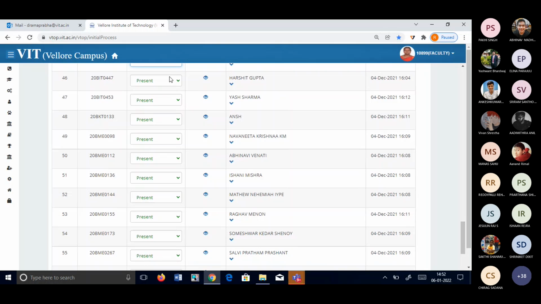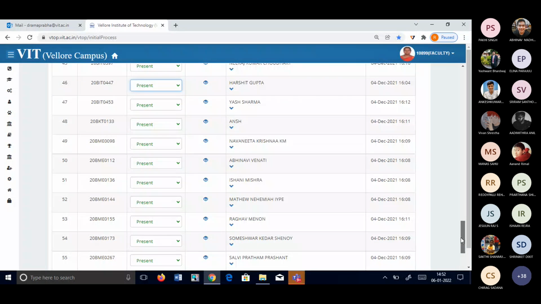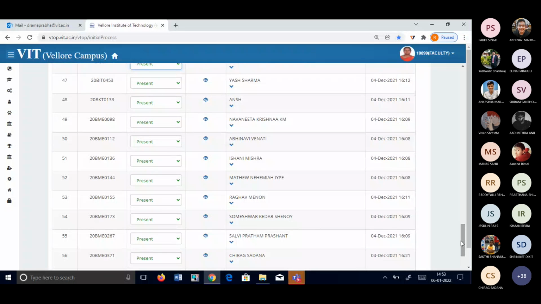Harshit Gupta? Yash Sharma? Neeraj present. Present, ma'am. Who is that? Harshit Gupta present, ma'am. Okay. Neeraj is also there. Yash Sharma? Present, ma'am. Anish? Present, ma'am. Ansh, last class you were only connected, you are not there. What happened? Yes, ma'am.